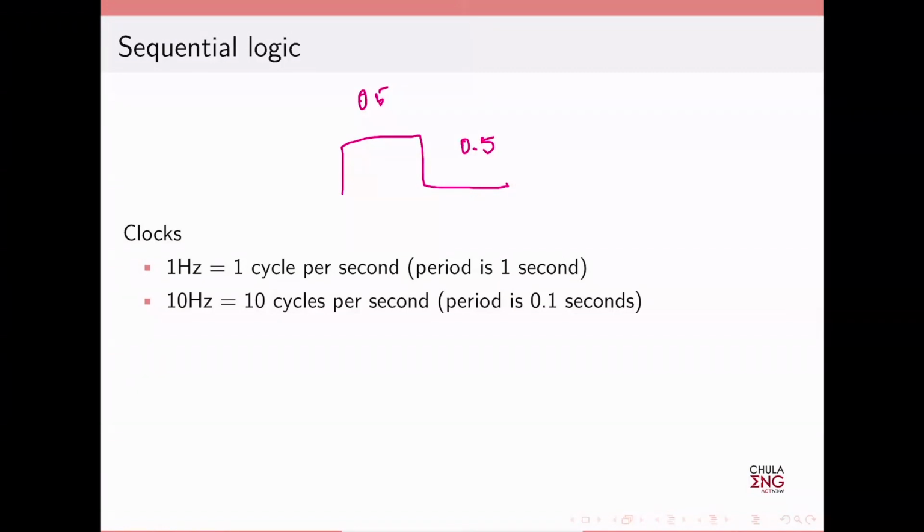Of course that is too slow. What we use right now, our laptop is 1.5 gigahertz, so it has billions of cycles per second. Like 10 hertz has 10 cycles per second. One period is 1 divided by the frequency, so the period is equal to 0.1. So this is the size: one cycle has the size of 0.1 second.